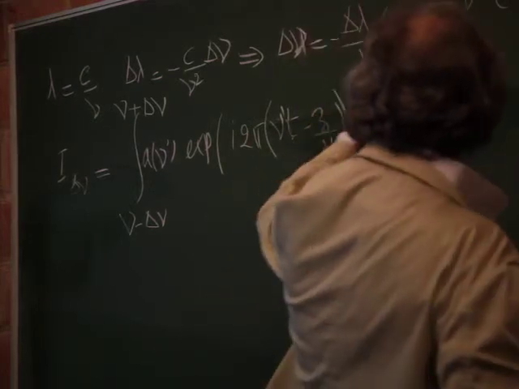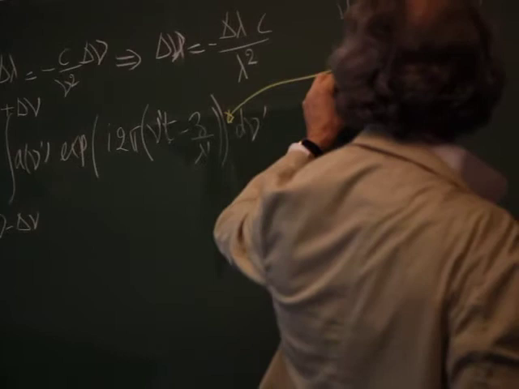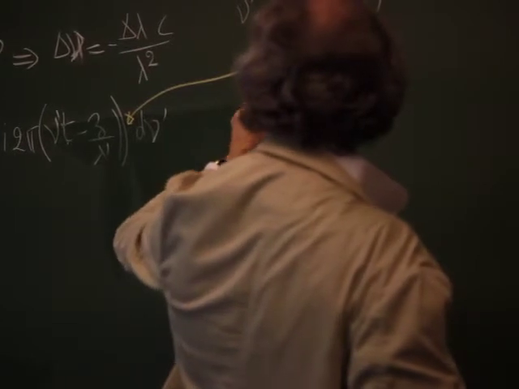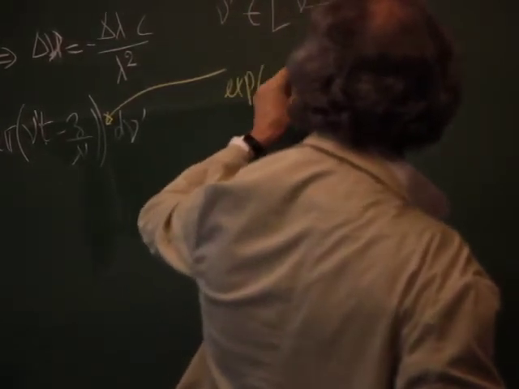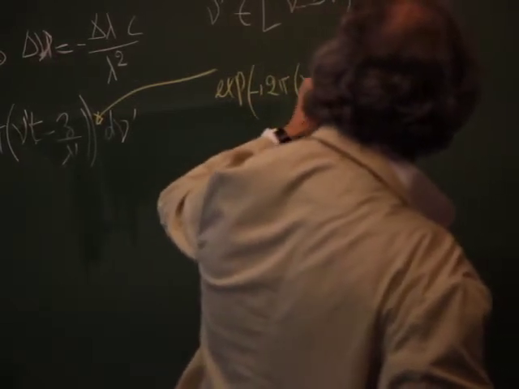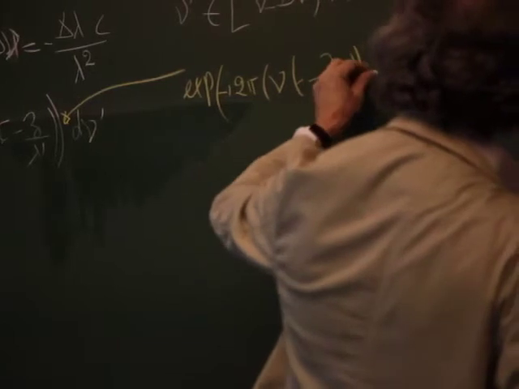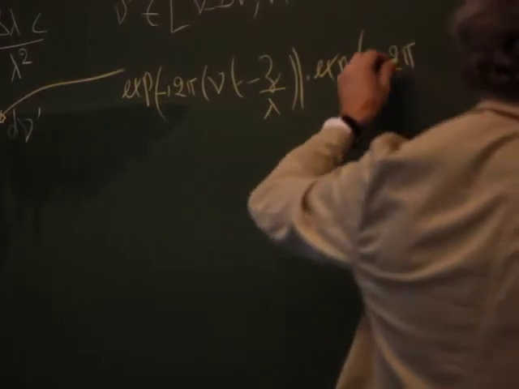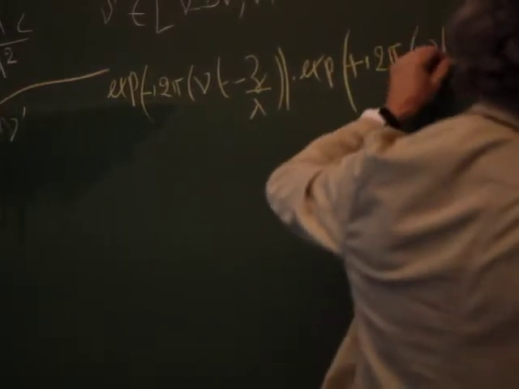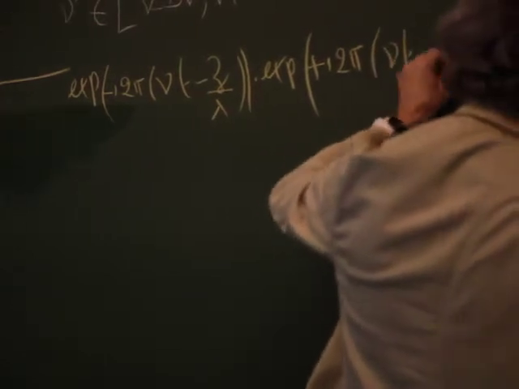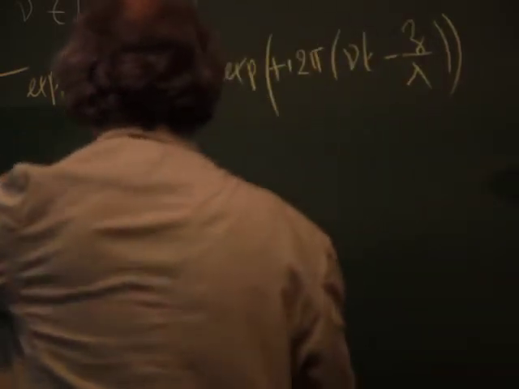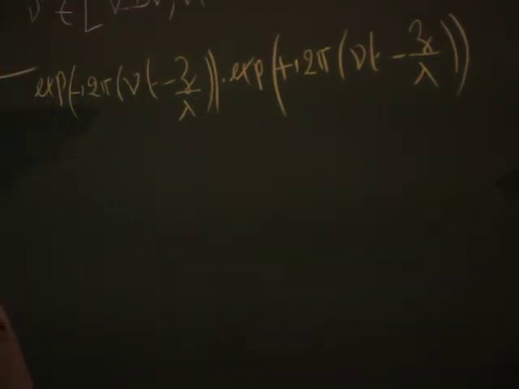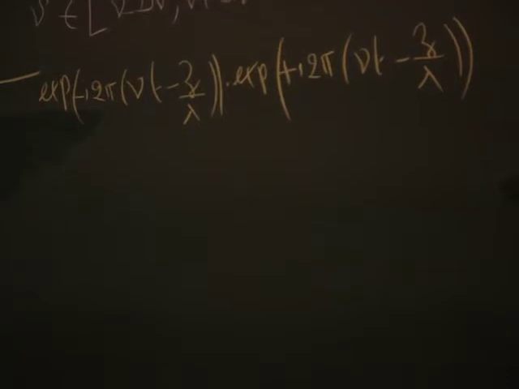Now what I do is insert inside the following term: the exponential of minus i 2 pi multiplied by nu t minus z over lambda, times its complex conjugate, t minus z over lambda. So you agree that when you multiply these two imaginary exponentials, you find that it's equal to 1. I insert them inside.